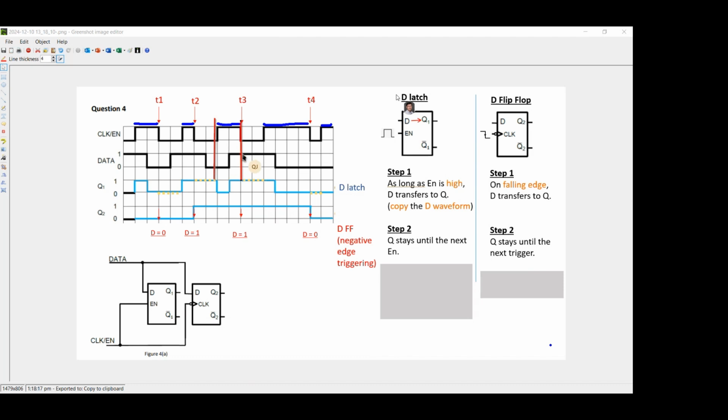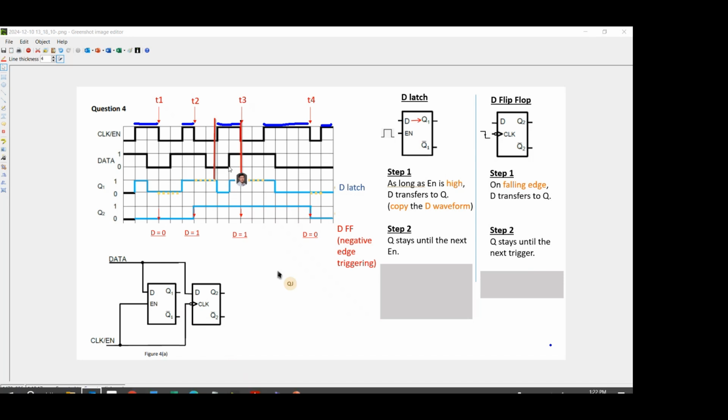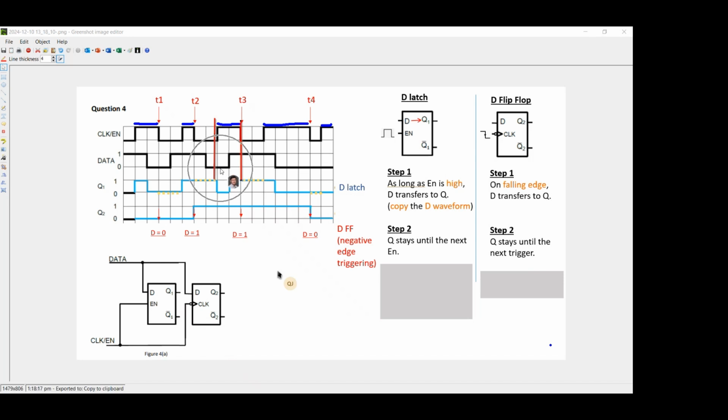Good. So next, what do you need to do? After you identify the D waveform already, what do you need to do? Draw. Yeah, you copy the waveform. Just now you already identified this waveform, right? This is the D waveform. So Q1 will follow the same waveform in this way. Okay, good. So you have done step one. Copy the D waveform.